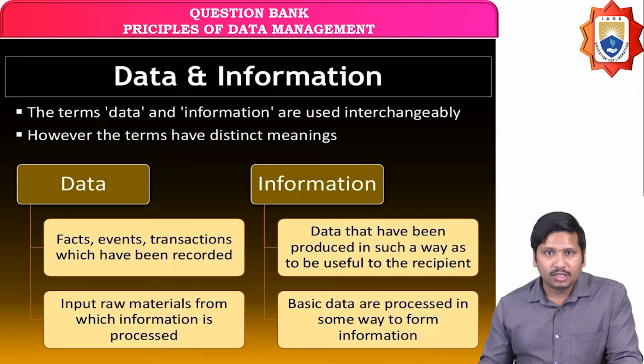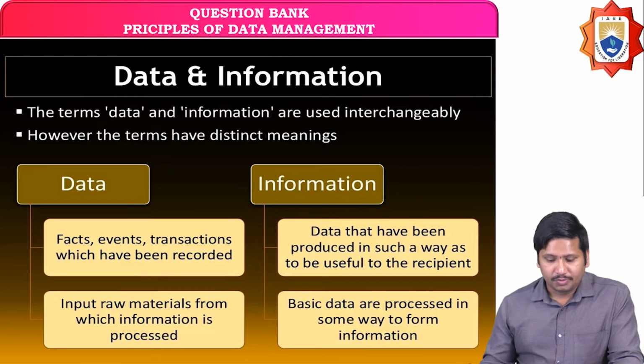So first, data. Data is nothing but facts, events, and transactions which have been recorded, the input raw materials from which information is processed. And information is nothing but data that has been produced in such a way as to be useful for the recipient. The basic data is processed in some way to form the information. That is the difference between data and information.